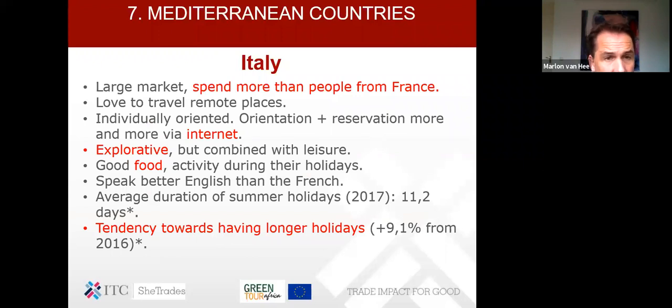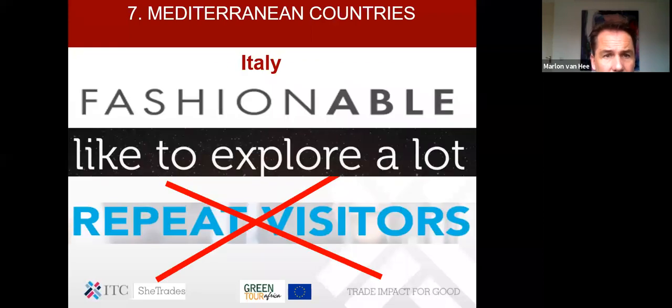Also, like France, that's the commonality, love to travel to remote places. Very explorative people. They like food. They like wine. Again, like the Spanish and French people, the society is built around culinary. Okay, Italians, fashionable, like to explore a lot. They want to visit a lot of different countries in their lifetime. So they're not a very strong market for repeat visitors.